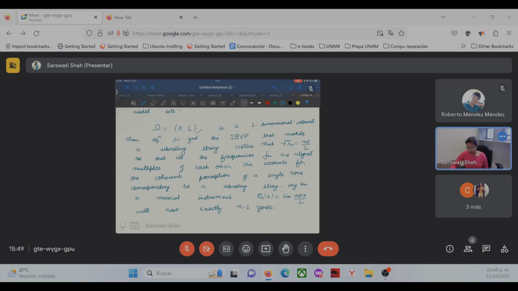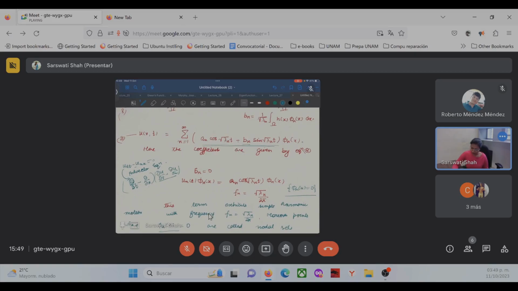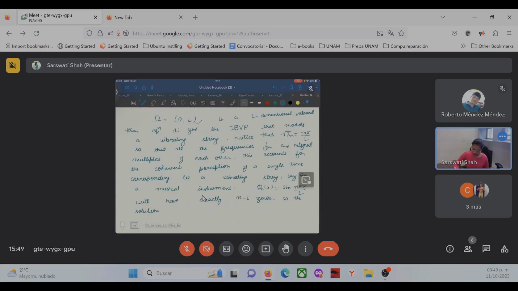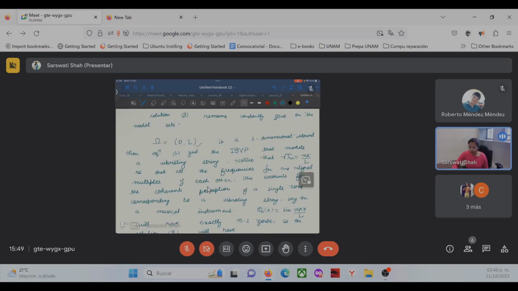How many nodal points will this problem have? If this function is going to have n minus 1, 0, then how many nodal points will this problem have? Yes? How many nodal points will this problem have? So what do we write, N?